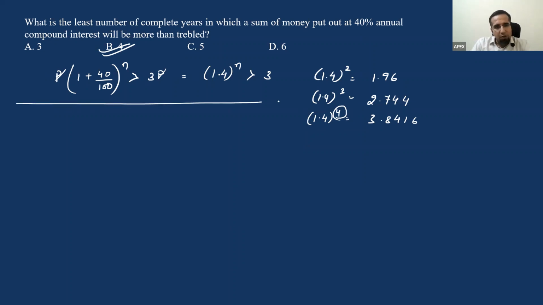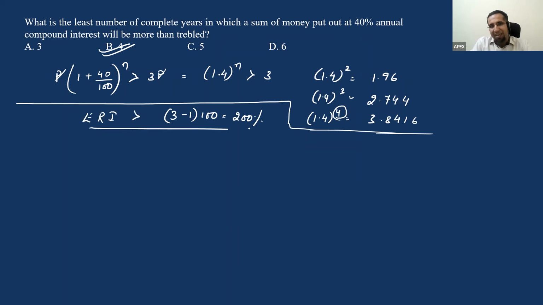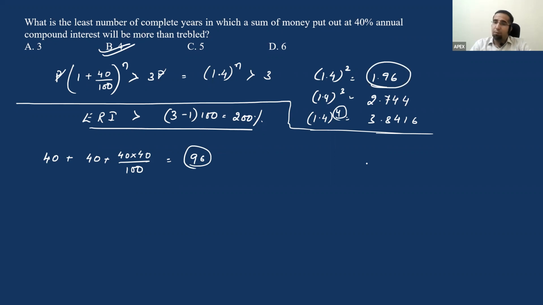Second thing is, if I want the sum of money to be tripled, if 3 is the multiplying factor, 3 minus 1 by 100, which means my interest rate or effective rate of interest should be greater than 200%. Clear? Now, how do I go with effective rate of interest? In compound interest, we can use successive percentage change. So A plus B plus A into B divided by 100. Clear? Which will give you 80 plus 16. So 2 years, 40% will give you 1.96%, which is coming up from here.